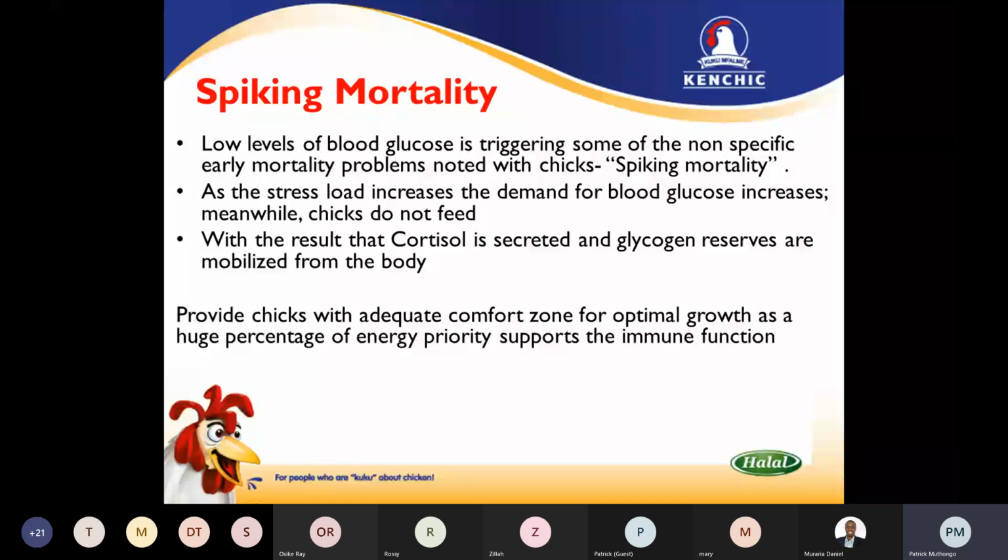So always provide your chicks with adequate comfort zone for optimal growth. As a huge percentage of energy priority supports the immune function, and especially during the first week. The first week you're building the immunity of your birds. During the first week, the bird is developing the major key organs that are always growing at a ratio of 4:1 compared to the outer organs. So the first week is quite important for your chicks.